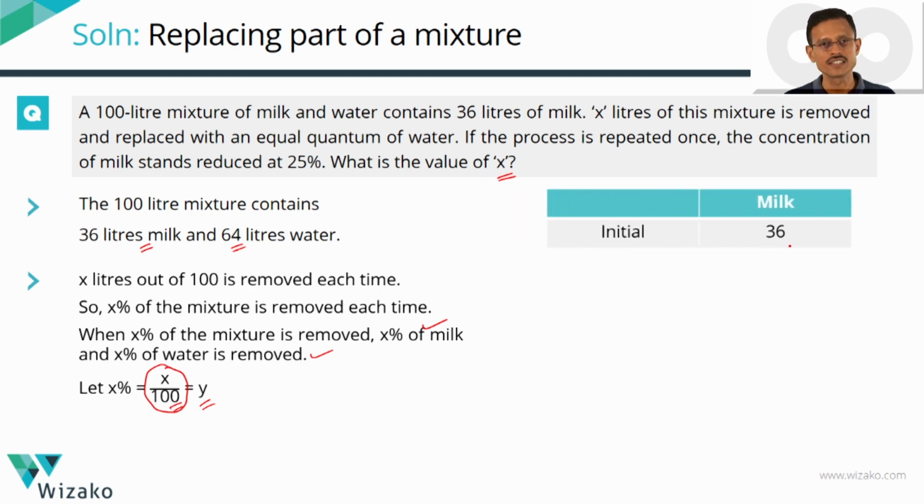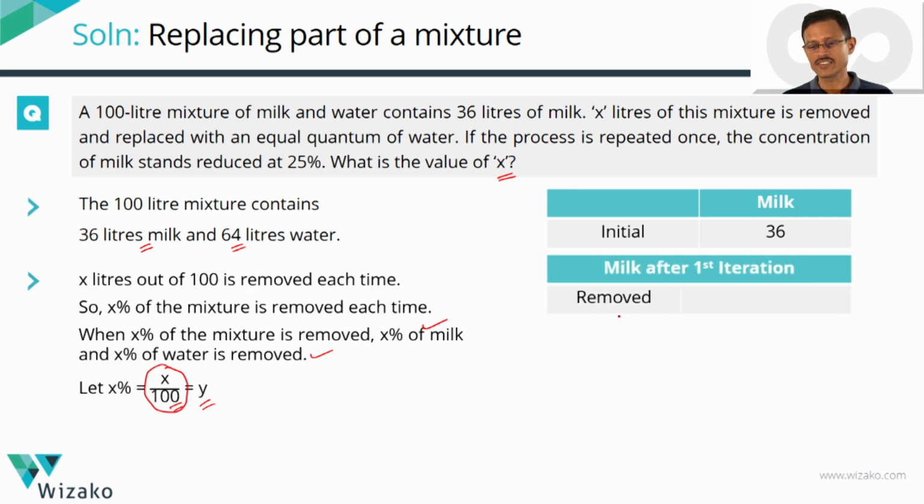Initially, the quantum of milk is 36. At the end of the first iteration, after having removed X percentage of the milk, how much milk is getting removed? X% of the milk is getting removed. So X by 100 of how much milk is there? 36 is there. We said we'll replace this X by 100 with a single letter Y. So how much of milk is going to be removed? We're going to remove 36Y of milk the first time. Because we had 36 liters of milk and we are removing X% of the mixture, X percentage of 36 should be removed, which is X by 100 of 36. We are replacing that X by 100 with the assigned value, which is Y.